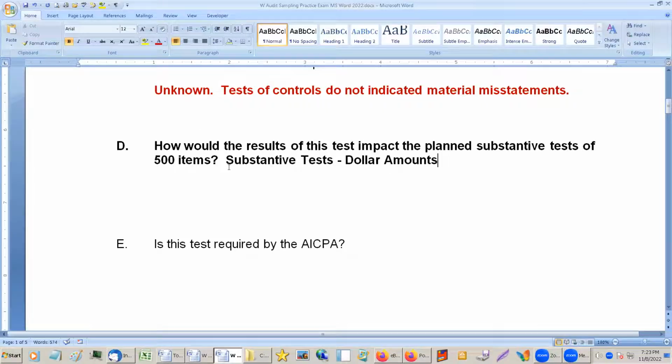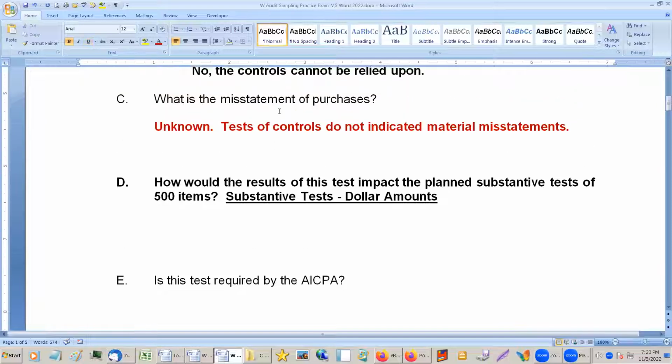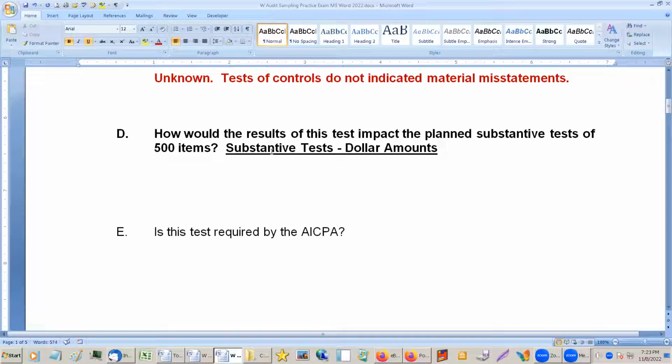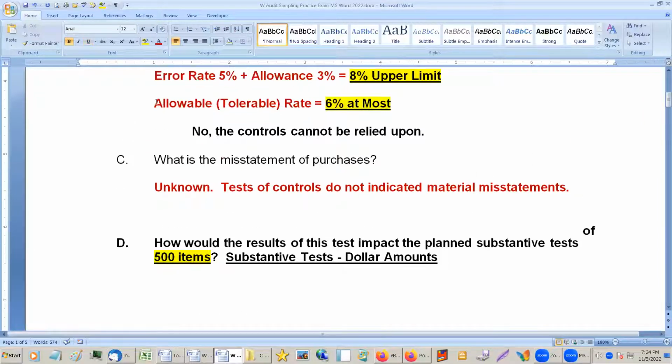And that's all they get, basically. A substantive test, you don't care whether it was signed or not signed. You're just looking at what the purchase order amount was for. Let's say you planned on 500 items. If we can rely on these controls, we can take 500 items. If we're at 6% or less, we would take 500 items for our substantive test.